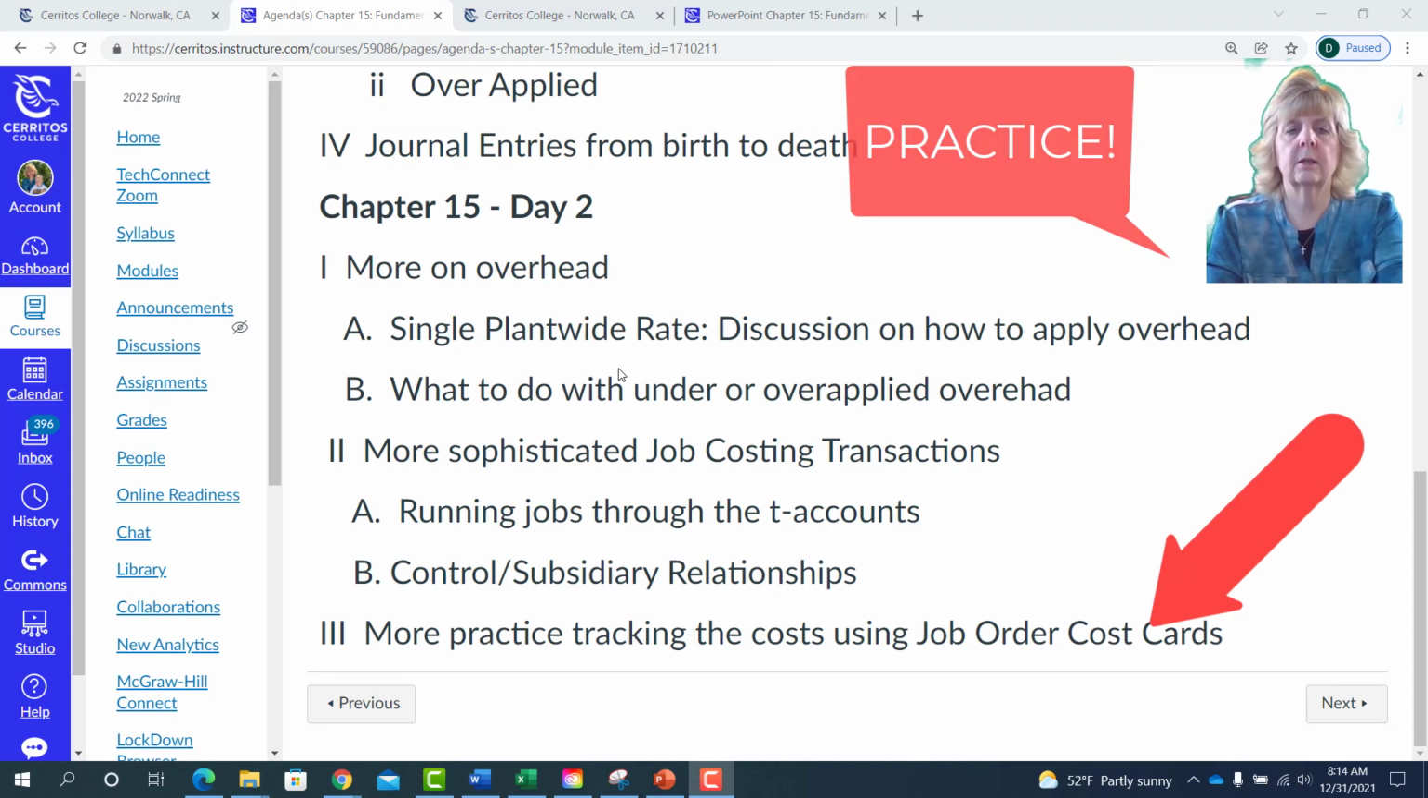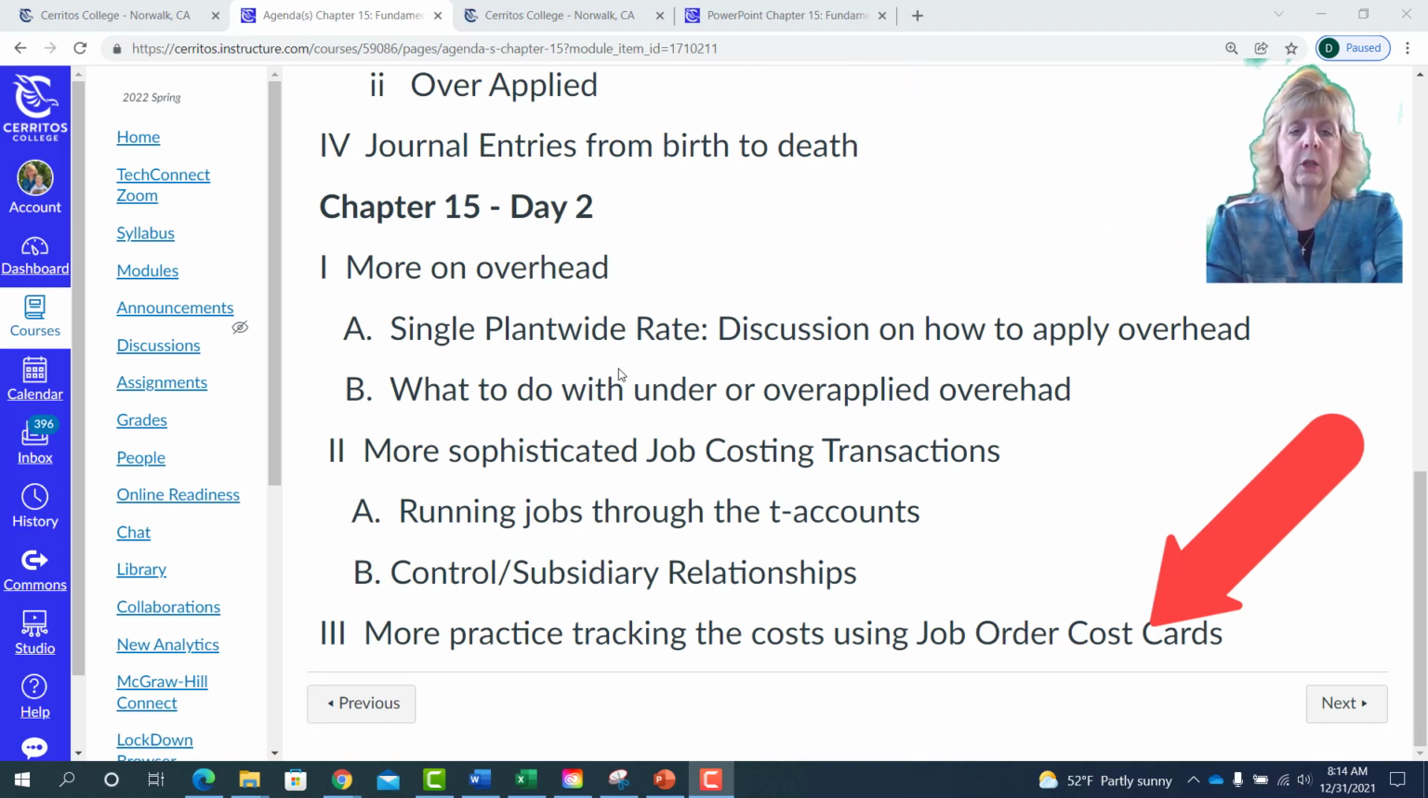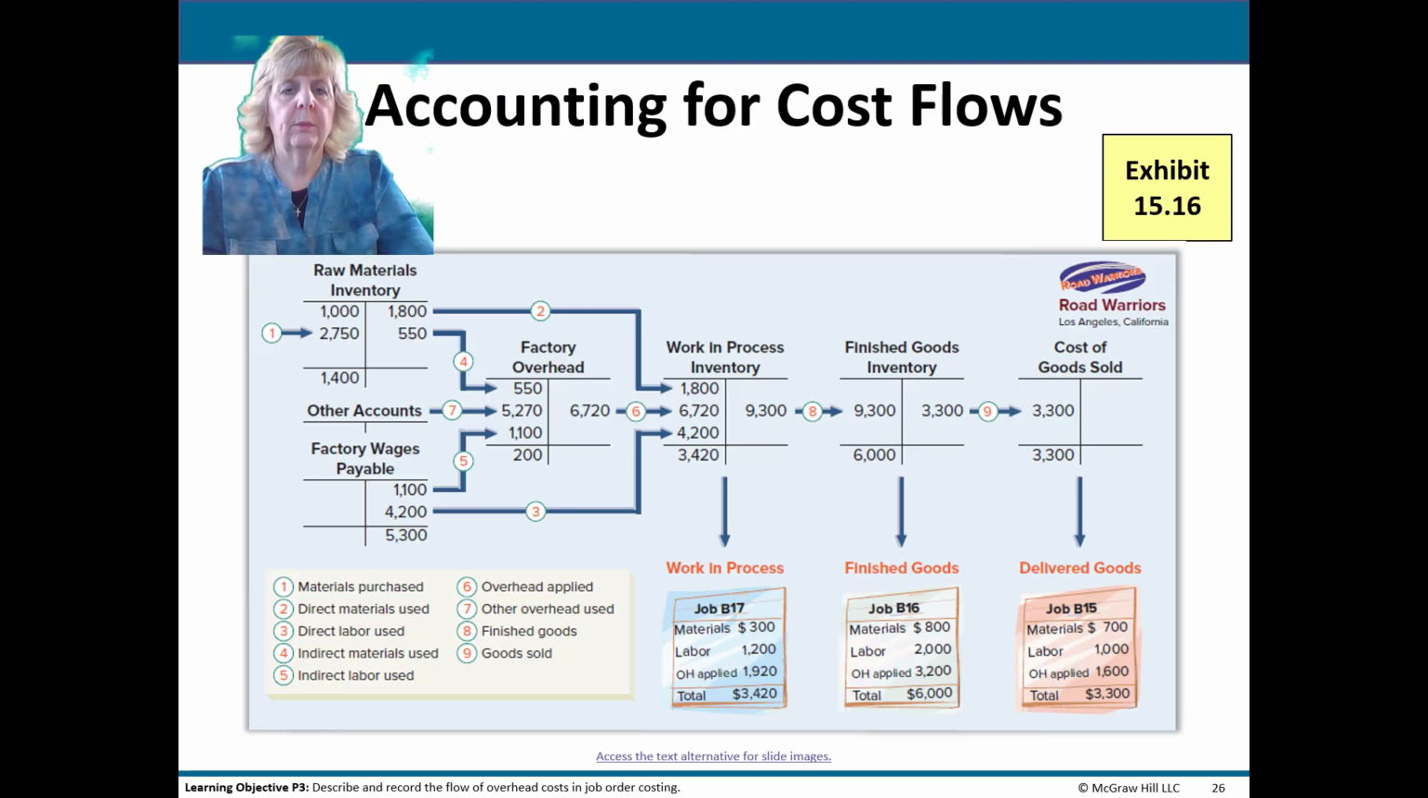You cannot master cost accumulation systems without actually getting your hands dirty. So the majority of our time today will be spent practicing. Remember that your modules link has all of the PowerPoints for the chapter.